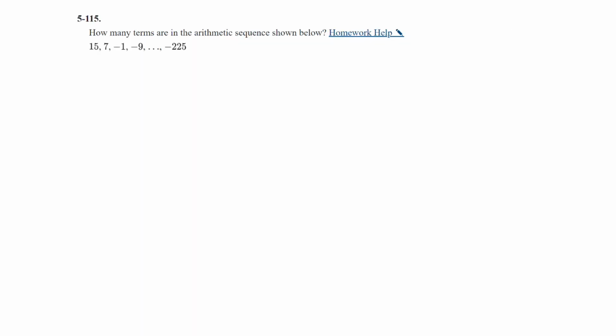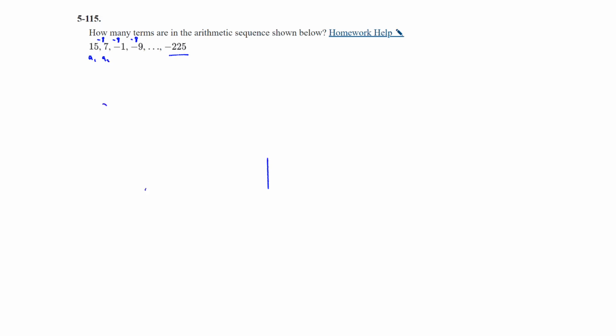Question 115, how many terms are in the arithmetic sequence shown below? So remember, this is term 1, term 2, 3, 4, and so on. It is going down, or adding -8 each time. All right, so if we know where it starts and its growth rate, then we can figure out how many terms this is going to get to -225.